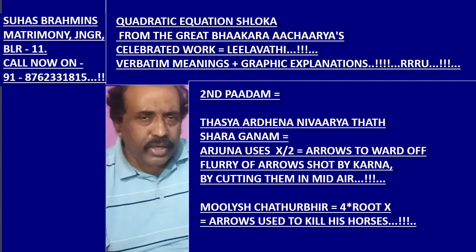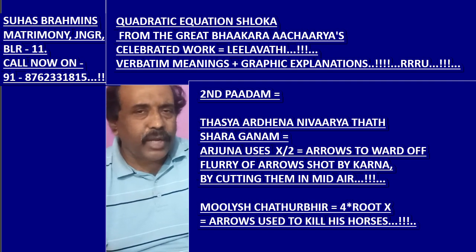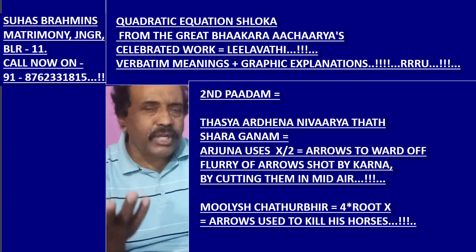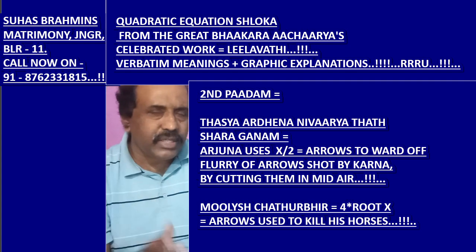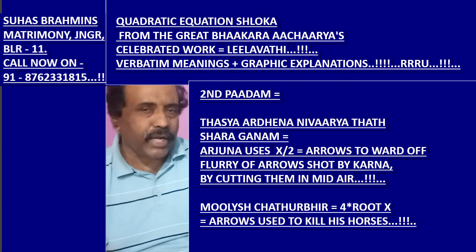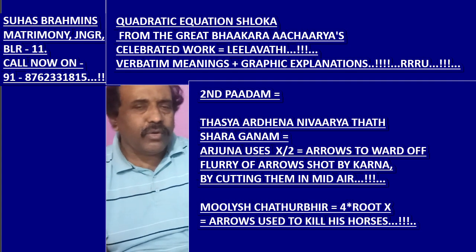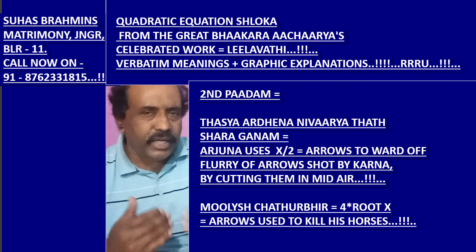Mulaischaturbhirhayan. Mula means square root. Mulaischaturbhi means 4 times square root. So 4 times root x will be the number he used to kill. Hayan means horses. Horses of the Karna's chariot he used to kill by 4 times root x. If x be the number of arrows he used totally, so we will come to the equation. The equation is getting developed now.